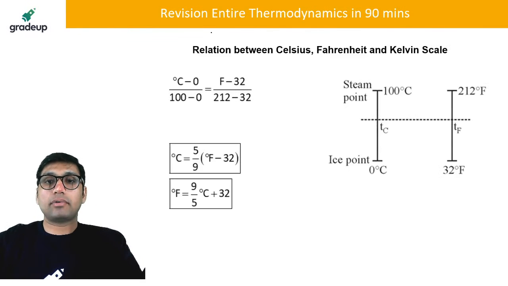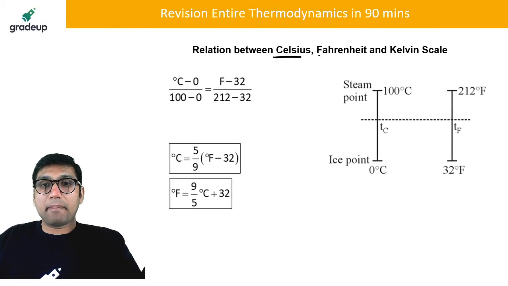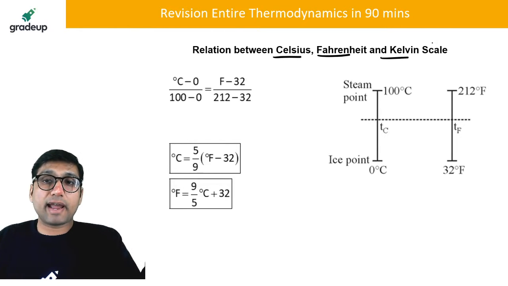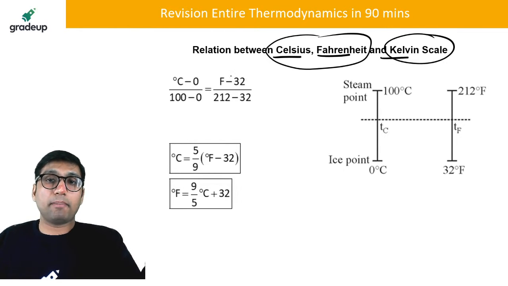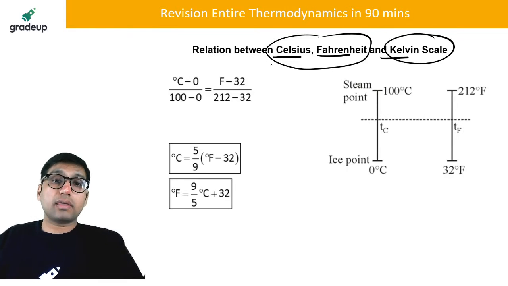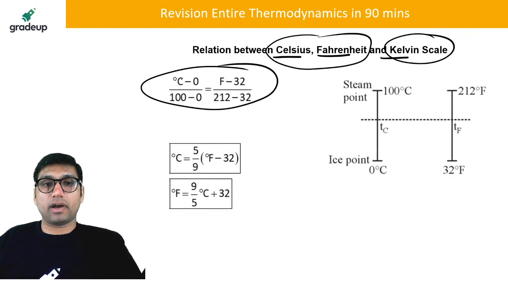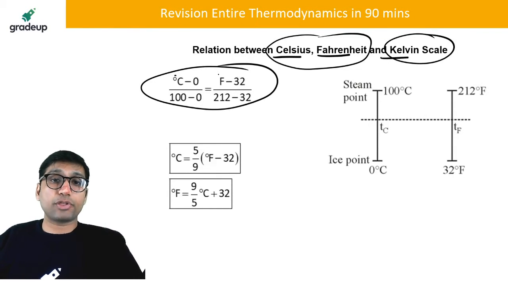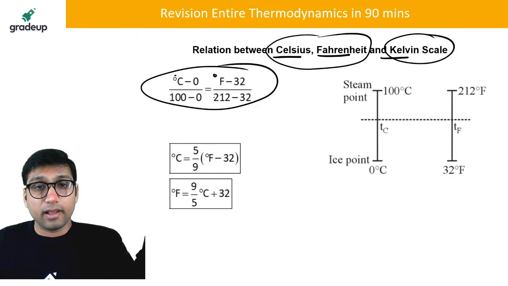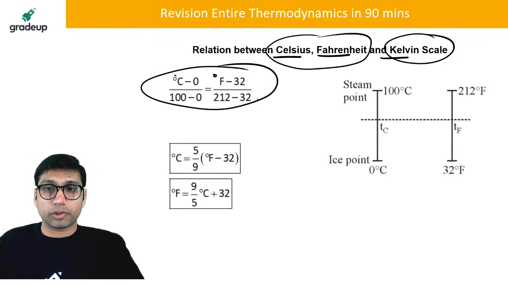Now there are different types of temperature scale, but the primary important ones are the Celsius, Fahrenheit and Kelvin scales. These scales are very, very important. So generally in the exam, they can give you the value of temperature in degree Celsius. They can ask you to find temperature in degree Fahrenheit, and vice versa also. So this is the conversion formula.